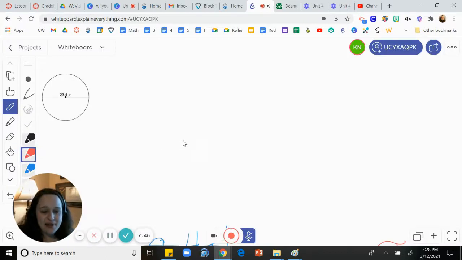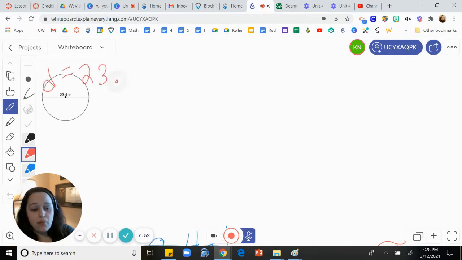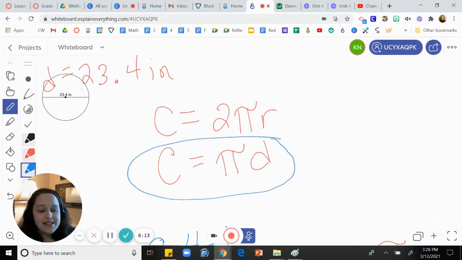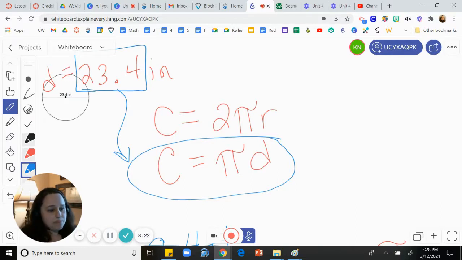It's your turn to try this last one on your own. You're starting with a diameter of 23.4 inches. Which equation should you use? C equals 2 pi r or C equals pi d? You're right, you could have used either one, but the one that's more handy in this case is C equals pi times the diameter, because that's what I started with. What's your answer in terms of pi? In terms of pi, our circumference should be 23.4 pi.